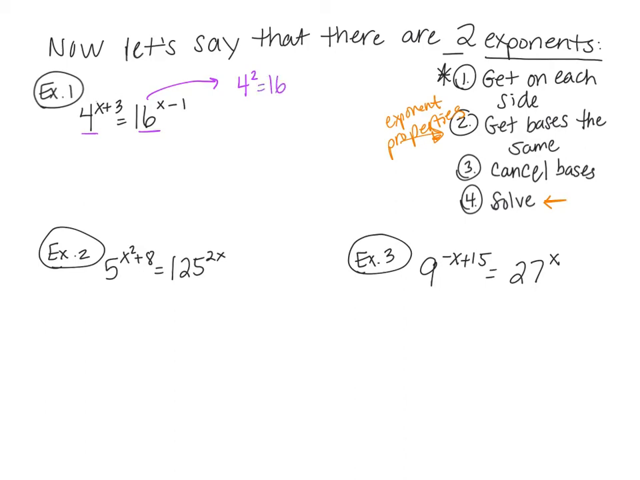Okay. So I'm going to leave my 4 to the x plus 3 alone. I'm going to turn 16 into 4 squared. Now that the bases are the same, I'm going to cancel off the bases. So I get x plus 3 equals 2 times x minus 1. Okay, so this is what I meant. The solving is going to be a little bit more intensive here. So I'm going to need to distribute.